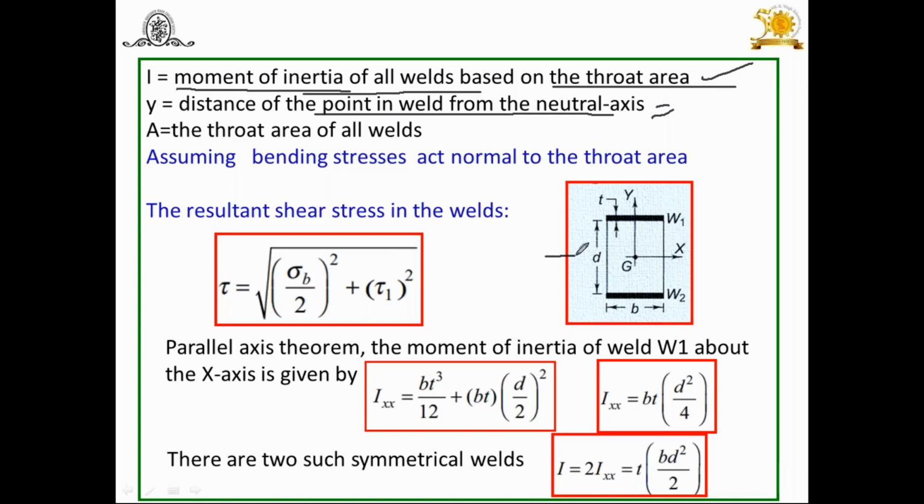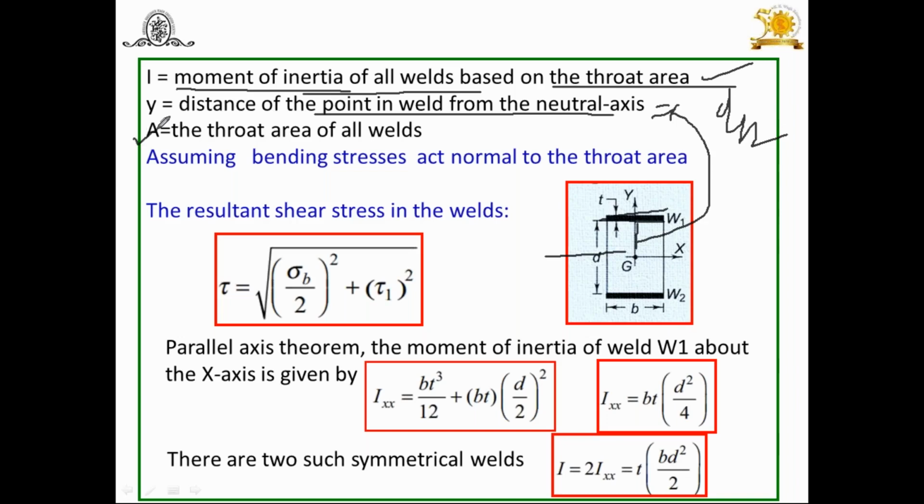Look at this diagram. This distance, how much is? This is D, and this distance means Y, that is D by 2. Try to understand, D by 2. And A means throat area of all the welds. Now in this case, B into T, B into T. So you can add the total throat area, you will get 2 times, in bracket, B into T.